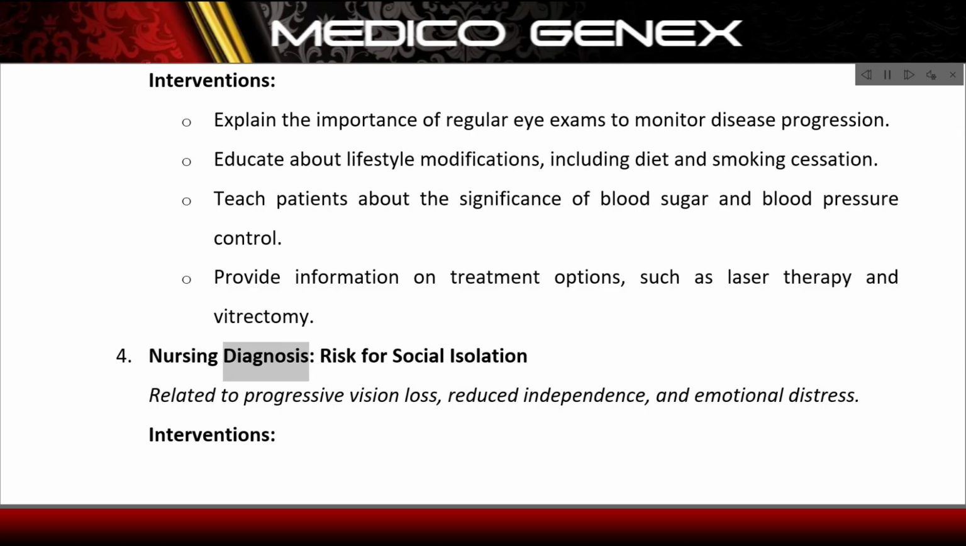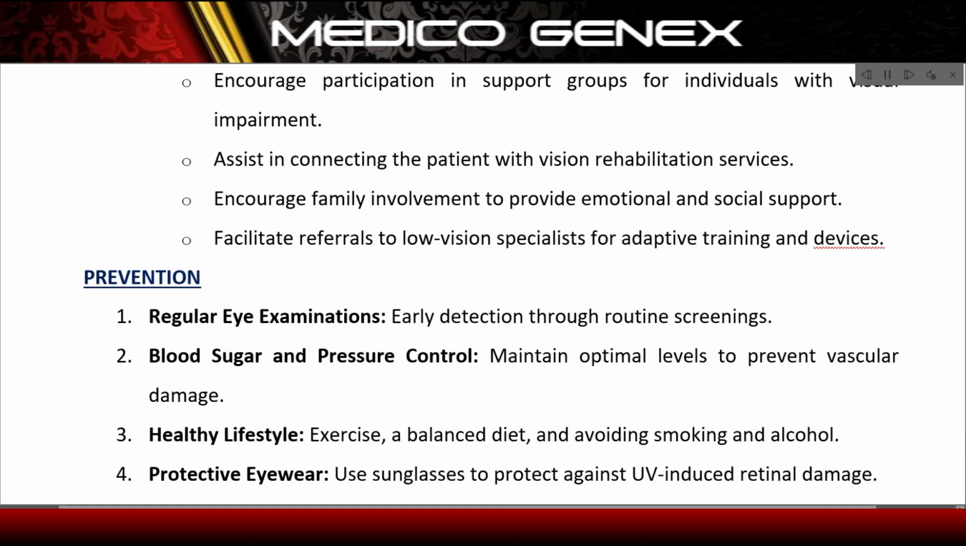Nursing diagnosis, risk for social isolation. Related to progressive vision loss, reduced independence, and emotional distress. Interventions. Encourage participation in support groups for individuals with visual impairment.